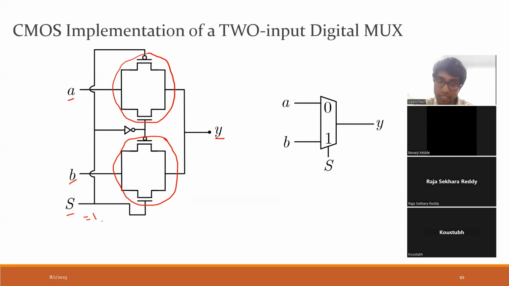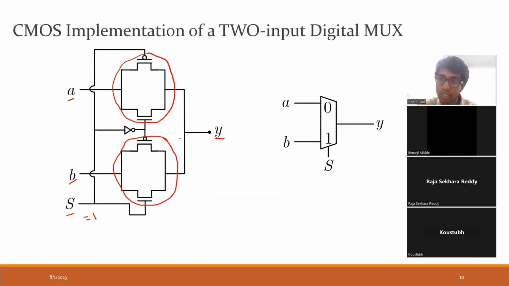And when S is 1, for this other transmission gate, this is 0. So the NMOS is 0, so this will be off. For this PMOS, it is 1, so this will also be off. So input A will not appear at the output Y, but instead input B will appear at the output Y. So in this manner, the CMOS circuit is being implemented.